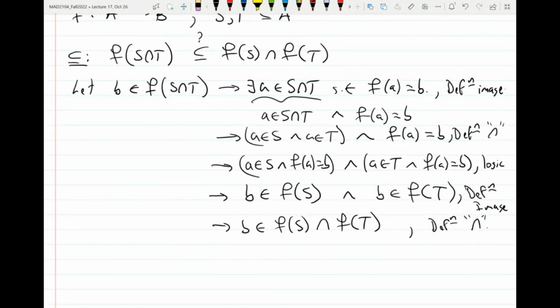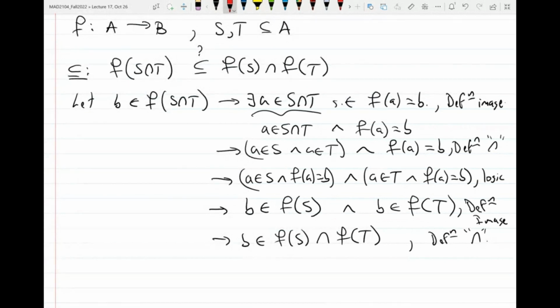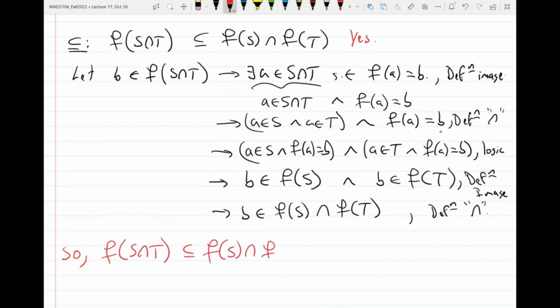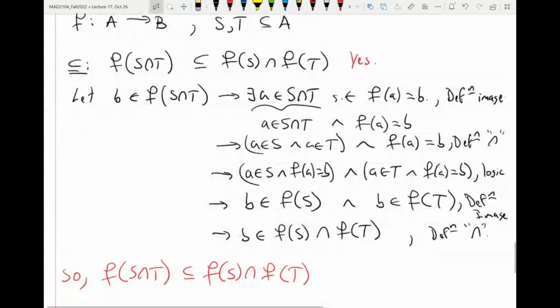So that means, let me put here, yes, so far, okay? So far we have that the image of the intersection is a subset of the intersection of the images, okay? So let me say that. The image of the intersection is a subset of the intersection of the images. Now the question is, can we reverse this? Let's see.